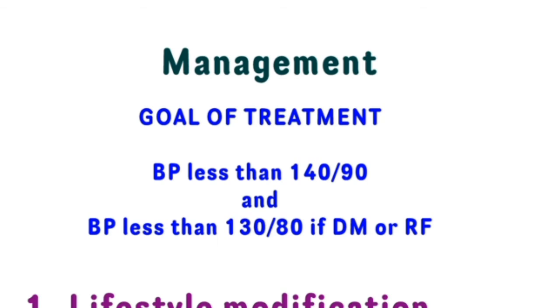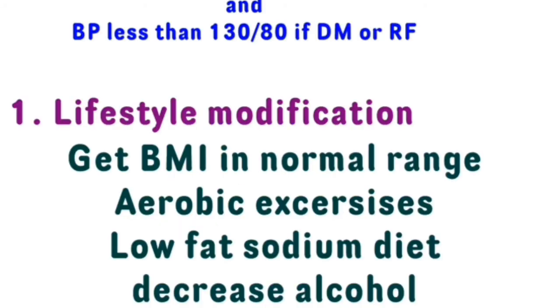And if the patient is suffering from diabetes mellitus or renal failure, you will try to decrease his or her blood pressure to less than 130/80. Now, the first thing in the management is lifestyle modification, because lifestyle contributes a lot in hypertension. Like BMI, increased BMI suggests that you have a large amount of fat in your body, and fat produces what? Adipokines, and adipokines act on vessels and increase blood pressure. So you will try to get the BMI normal.